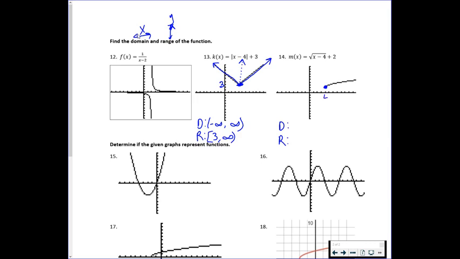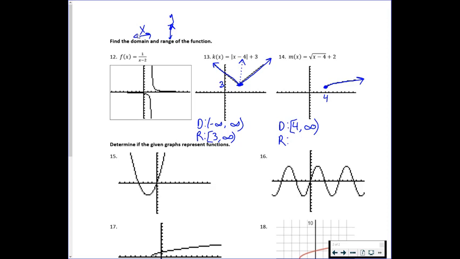1, 2, 3, it starts right there at 4. So it starts at 4. It has an actual ordered pair there, so I'm going to use a bracket. Then how far right? It goes off to the right to positive infinity. Just think about the graph. It is going to keep going to the right, so it does go to infinity.